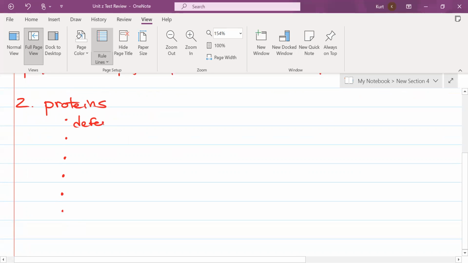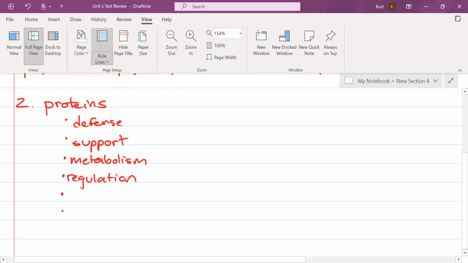Defense, all right. Antibodies. Structure. We're going to say supports. Yeah, support. Support's going to be keratin, collagen in your skin. Go on. Metabolism. Enzymes break things down. Regulation is going to be hormones like adrenaline.